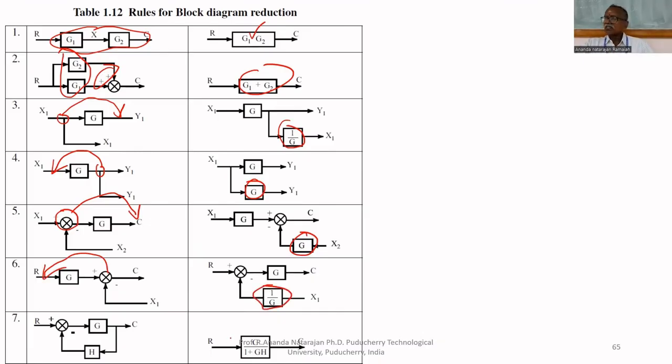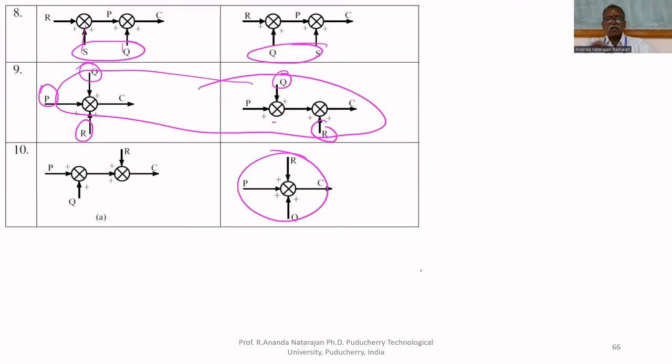The 7th rule, you know, is G upon 1 plus GH. G upon 1 plus GH is the 7th rule for negative feedback. If it is positive feedback, it is G upon 1 minus GH. That's all. Now, the supplementary rules are that you can combine these two summing blocks together, or you can separate the summing blocks. Those are the additional rules.